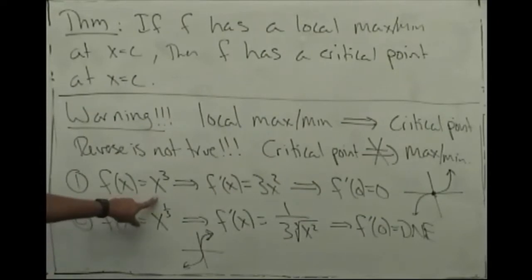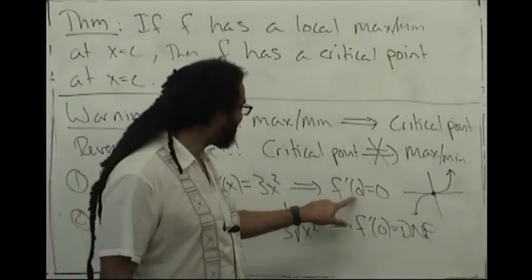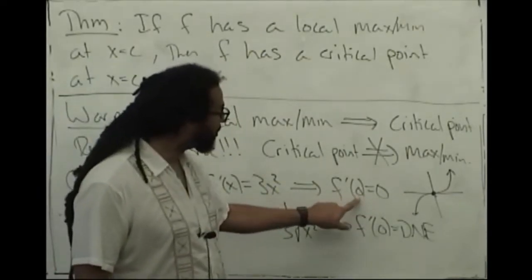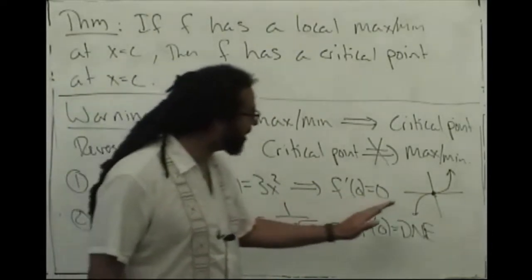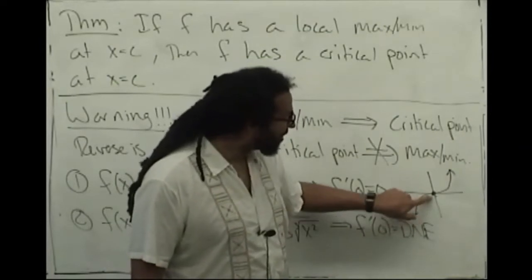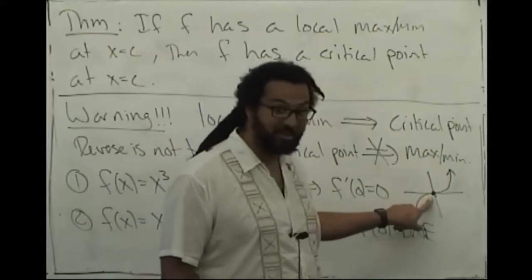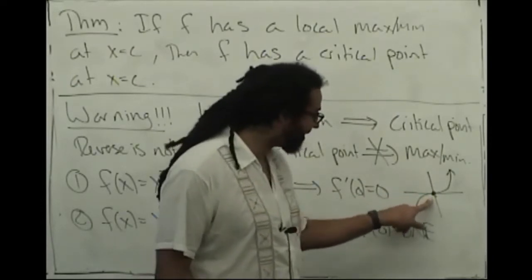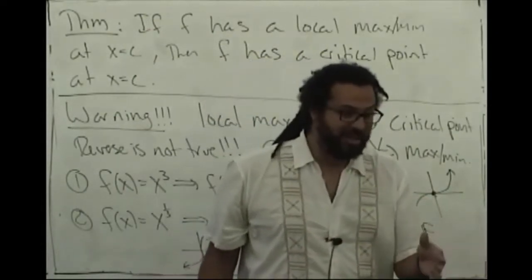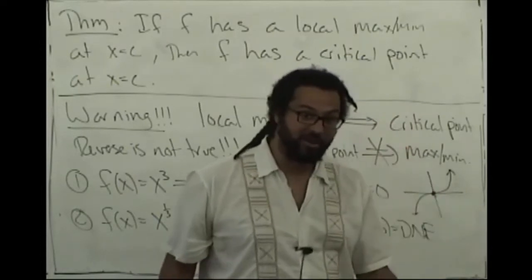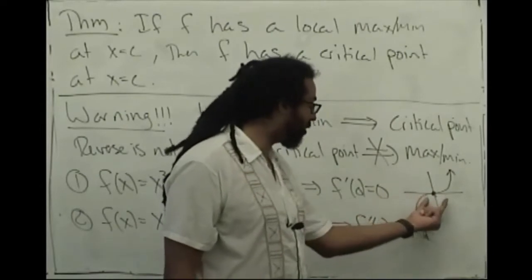If f of x is equal to x cubed, then f prime is 3x squared. And so we know that f prime of 0 is 0, right? So that means x equals 0 is a critical point of the function x cubed. But here's what x cubed looks like. Here's the critical point 0, but it is not a relative max, nor is it a relative min. As you can easily see, there's no open interval about 0 such that f of 0 is the highest point or the lowest point. In fact, it'll always be stuck somewhere in the middle, no matter what open interval you draw.